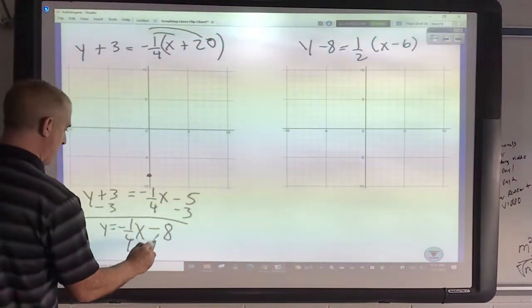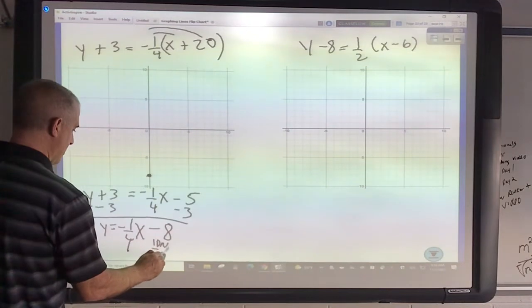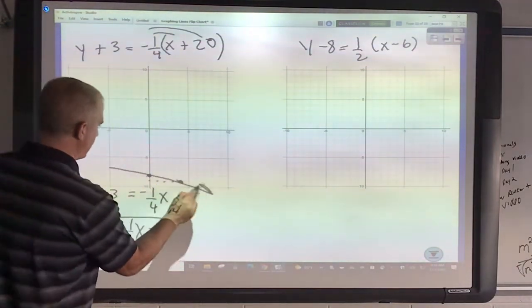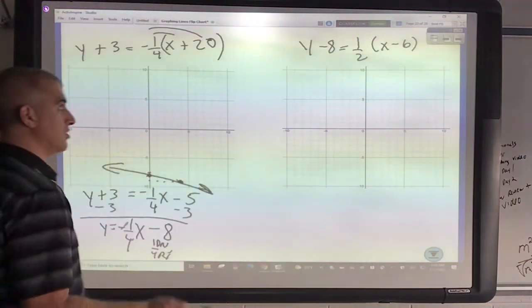Okay, what is -1/4? 1 down, 4 right. So 1 down, 1, 2, 3, 4 right. Connect it. Okay, negative slope, good shape.